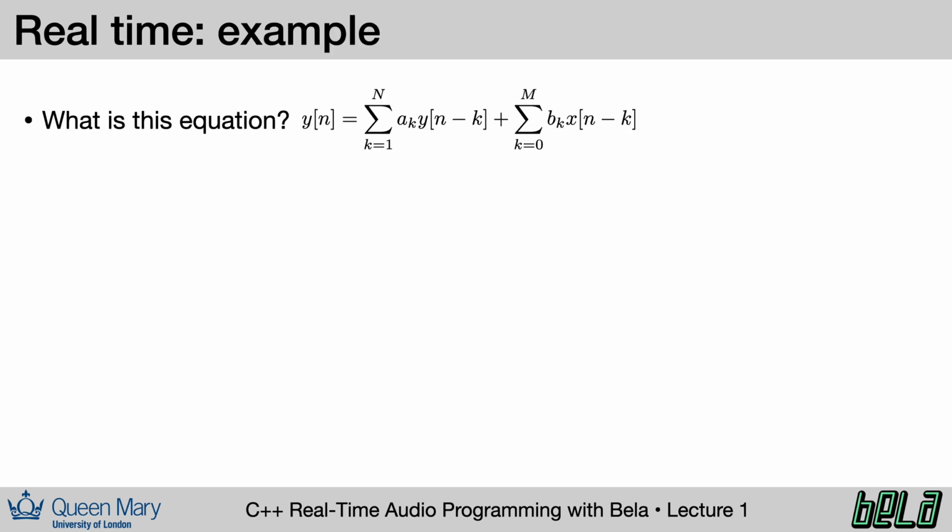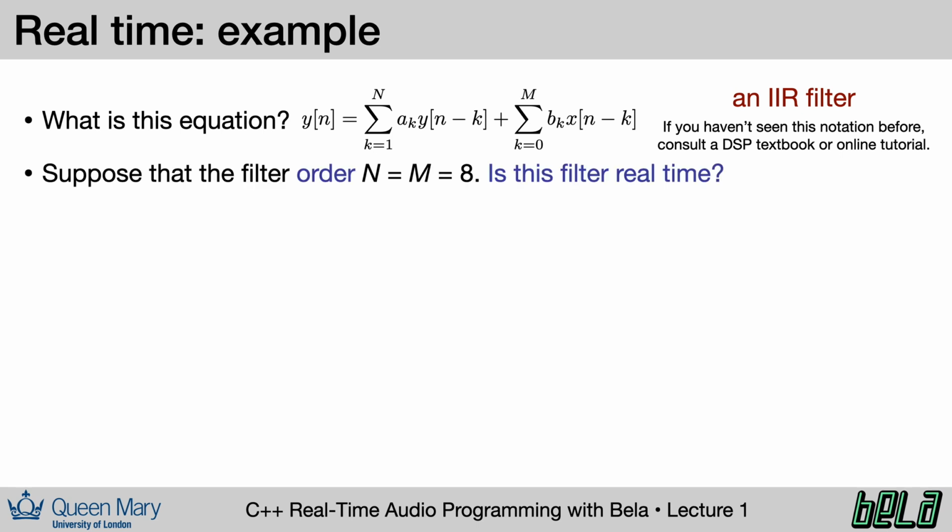Now let's look at a practical example. Maybe you recognize this equation, maybe you don't. This is an equation for an IIR filter, which stands for infinite impulse response. If you haven't seen this before, don't worry about it. There are lots of great online resources about these concepts, but you won't need it to work with the code examples today. Now suppose I told you that this was an 8th order filter. My question to you is, is this a real-time filter?